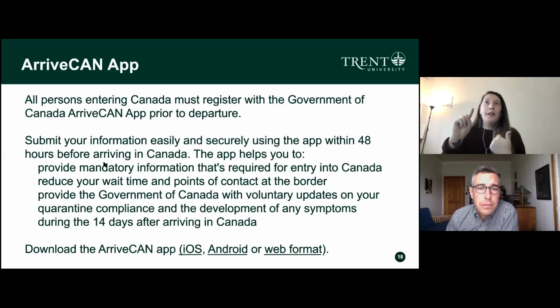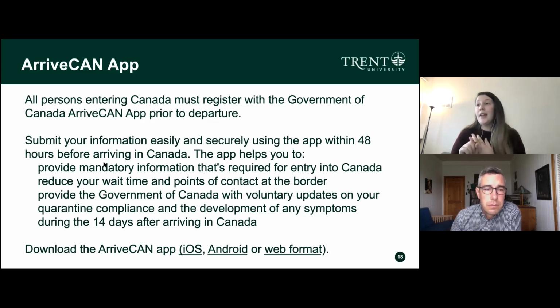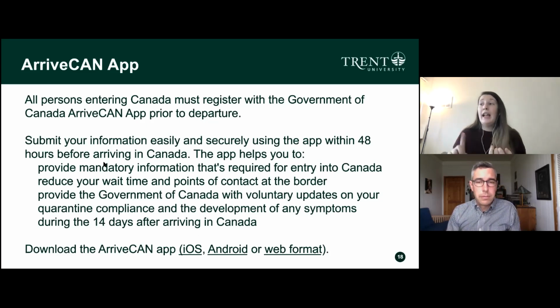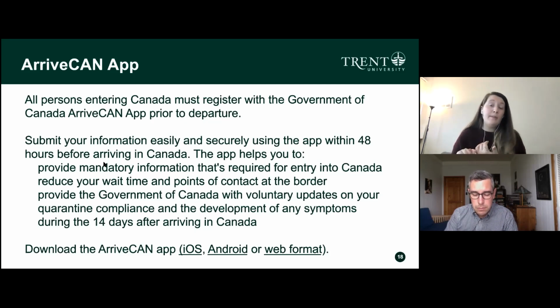So now we've talked about the Trent Safe Arrival Protocol, you've made a quarantine plan, you've submitted it to the Trent University Quarantine Plan Registry. And the last thing that you need to do is submit your plan through the ArriveCan app. This is an application that you can download prior to departure, and you can submit all of your information within 48 hours prior to arriving in Canada. Basically this app helps you to provide the mandatory information you need to provide to the government of Canada. It will also help you reduce your wait times at the point of entry.